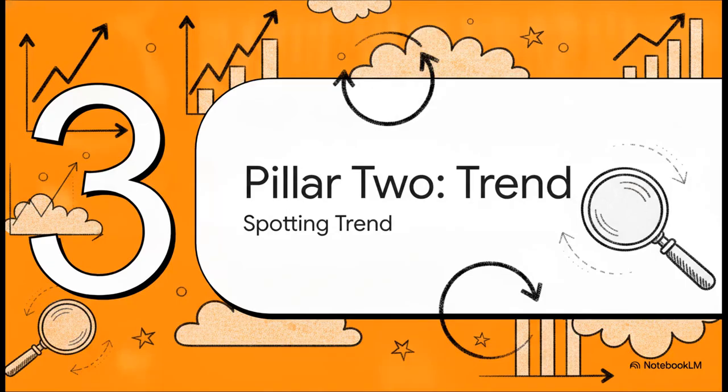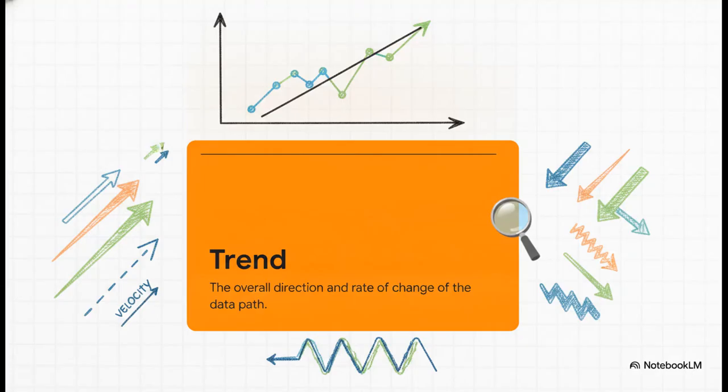All right, on to Section 3, Pillar 2, spotting trend. Now, while level tells us where the behavior is sitting, trend is that vital indicator of where the behavior is heading over time. The material defines it as the overall direction and rate of change of the data path. Think of it like a diagonal line cutting right through the data. Is it moving up, moving down, and just how fast is it changing?